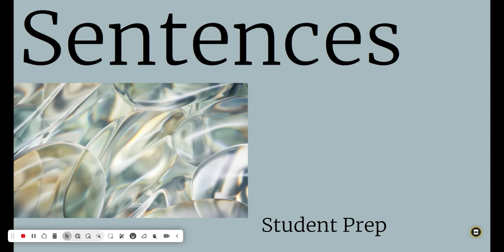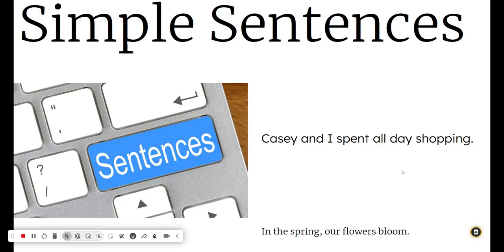Today we're going to look at the main types of sentences and what constructs them: simple, compound, complex, and compound-complex sentences. A simple sentence would be something like, "Casey and I spent all day shopping." That's just an independent clause. You have a compound subject, Casey and I, and then your predicate of what you did, spent all day shopping. You can have a phrase as well as a sentence at the bottom.